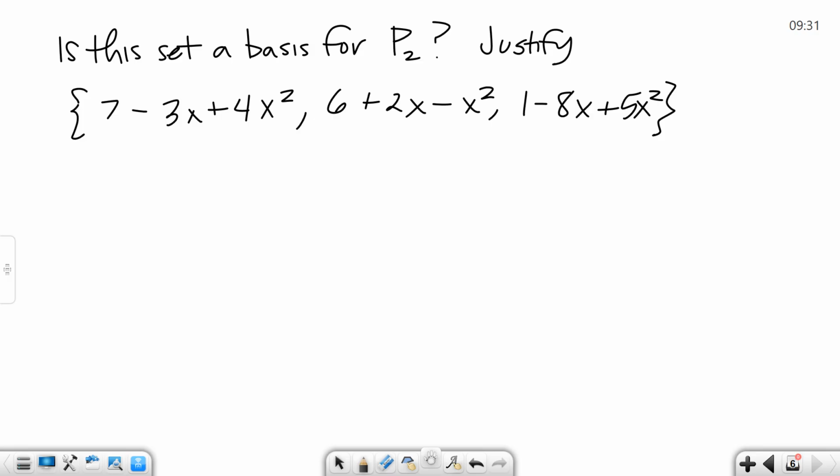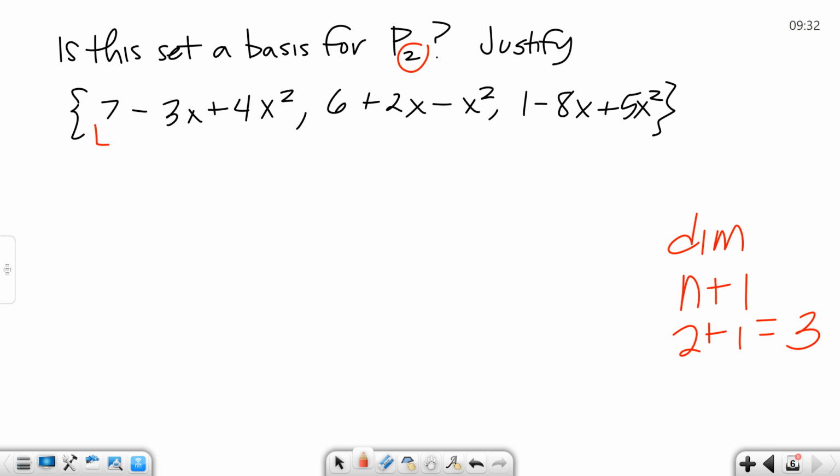I know that the dimension of P2 is going to be 3. So the dimension of this is n plus 1. Here's my n right here. So 2 plus 1, which means this has dimension 3. So it looks really busy, right? But this is one element, and this is 2 elements, and this one has 3 elements. So in this particular case, I know I can't just automatically throw it out for wrong size, but that means I do have to check it.